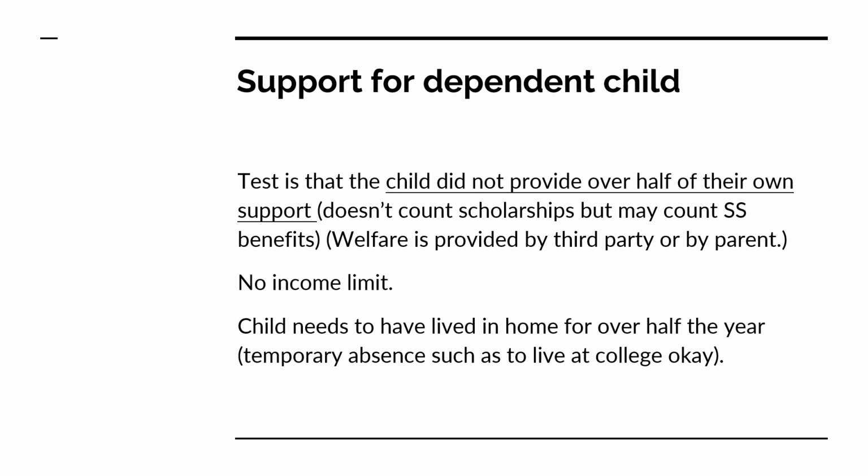However, Social Security benefits may be counted, and the special case of welfare benefits that are provided by a third party or parent, those are also not provided by the child. There is no income limit for a child per se. And the child does need to have lived in the home for over half the year. However, living in the home includes temporary absences, including going to college or being in juvenile detention. So as long as the home is sort of their home address, it counts as them living there.